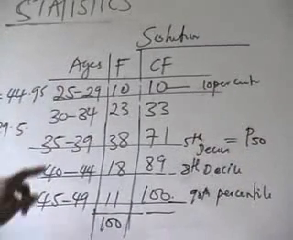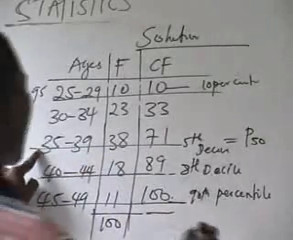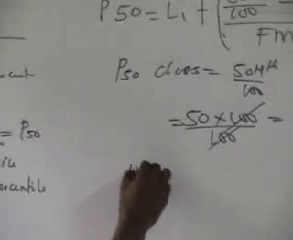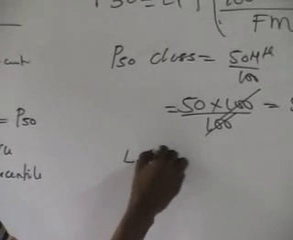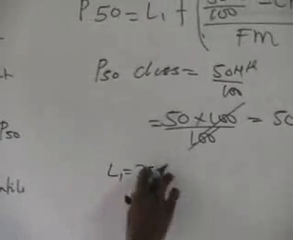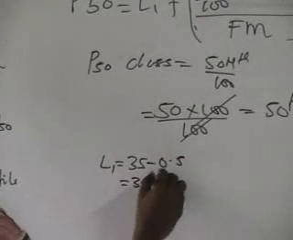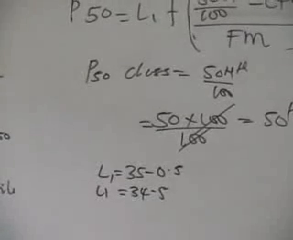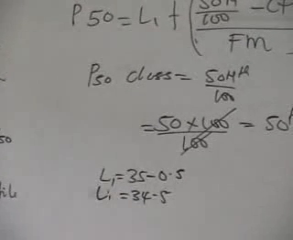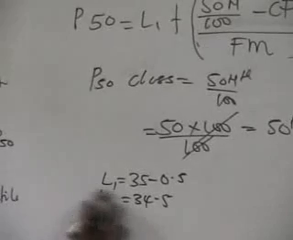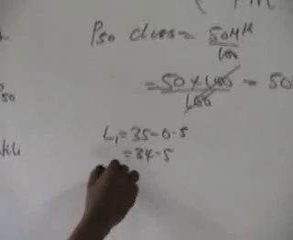Now from here, what's our L1? Since this is where it falls, our L1 equals what? 35.1 minus 0.45, which is equal to 34.5. That's L1.